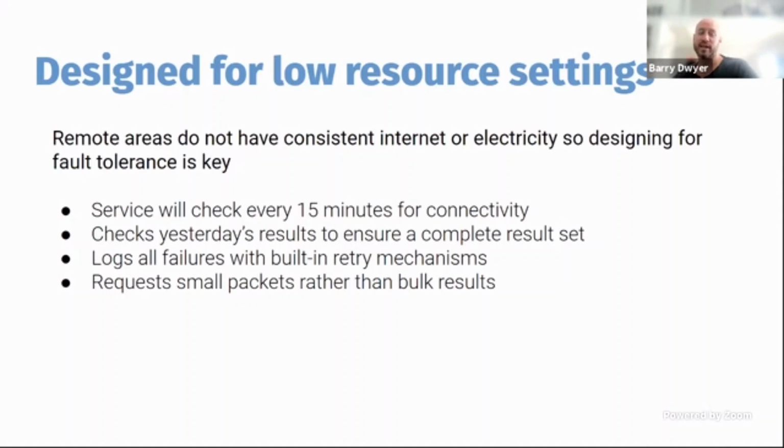Then it logs all the failures, and it's got a bunch of built-in retry mechanisms. And one of the biggest things is that it requests small packets. If a request fails because the internet has dropped and your request is 100 megs, then it would have to retry that entire request every single time. And the odds are you just might never get those results. So we request the smallest packets possible, so that any kind of failure just results in a quick little retry.